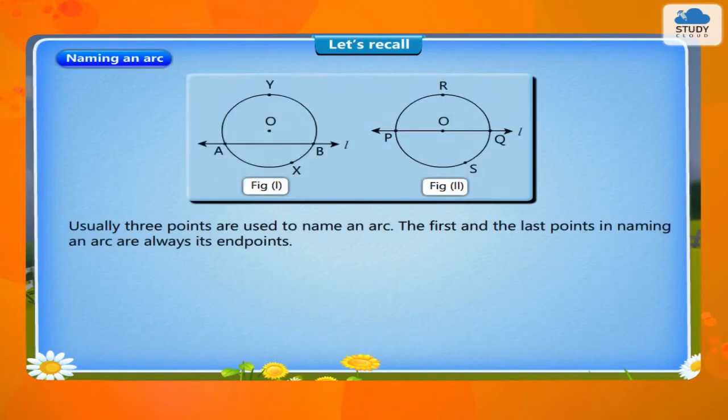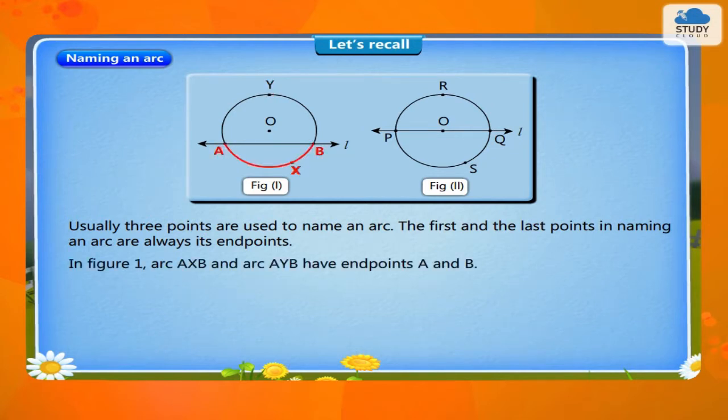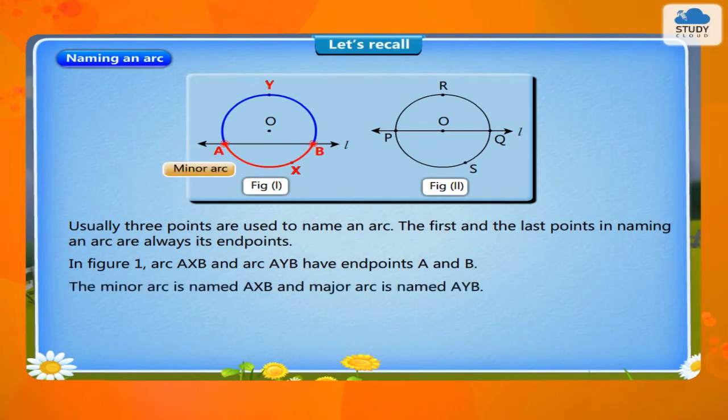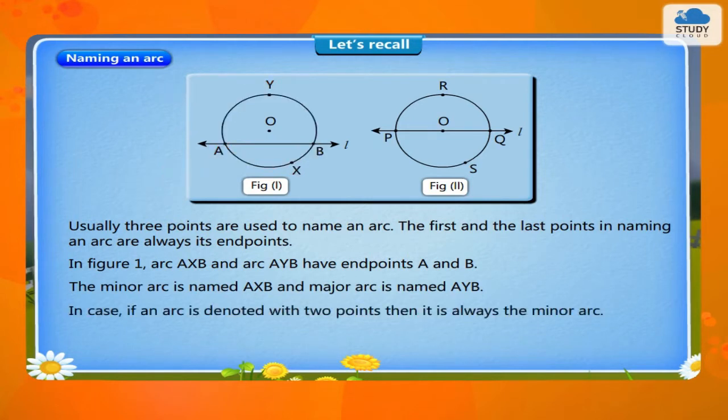Naming an arc. Usually 3 points are used to name an arc. The first and the last points in naming an arc are always its endpoints. In figure 1, arc AXB and arc AYB have endpoints A and B. The minor arc is named AXB and major arc is named AYB. In case an arc is denoted with 2 points, then it is always the minor arc.